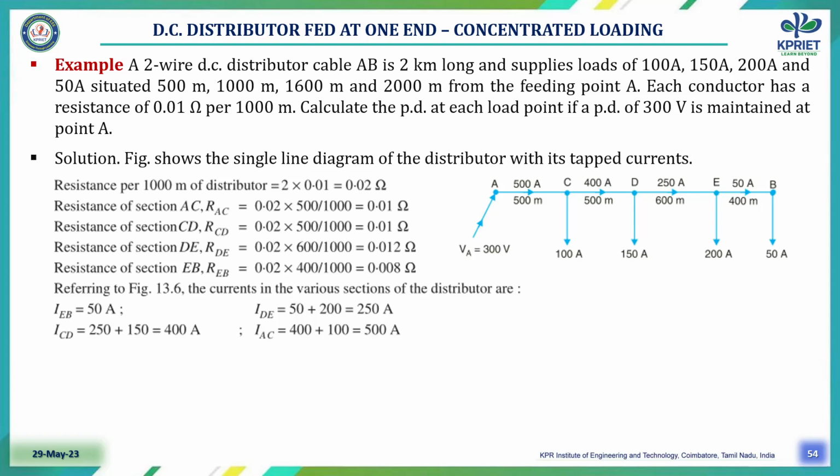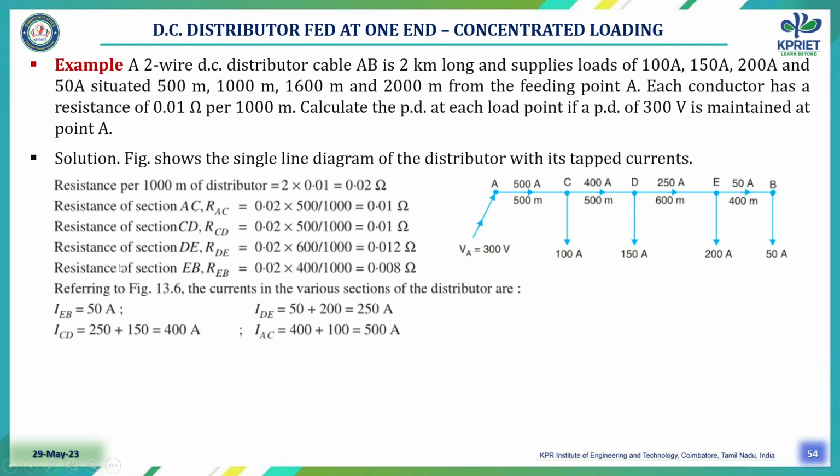Today we are going to see about the DC distributor fed at one end. Actually, the DC distribution calculation consists of three categories. One is distribution with concentrated loading, with equal voltage, with unequal voltage. Then ring main distribution, radial distribution. We are going to concentrate on the concentrated loading fed at one end.